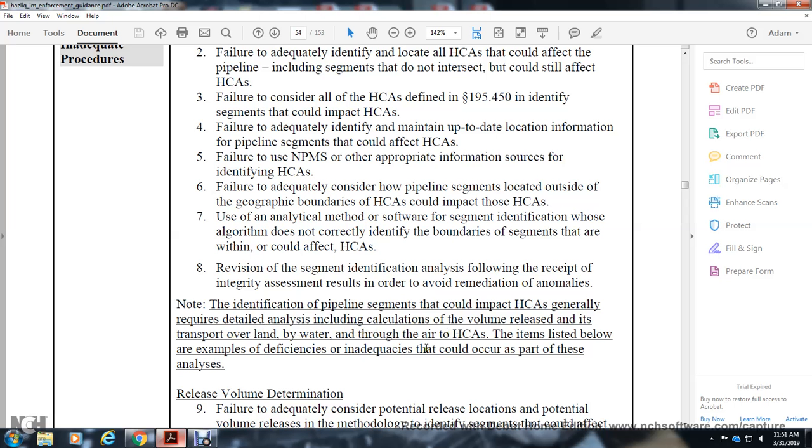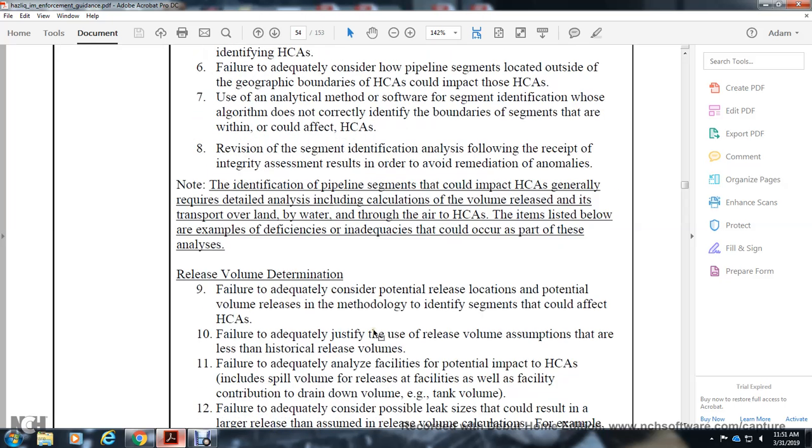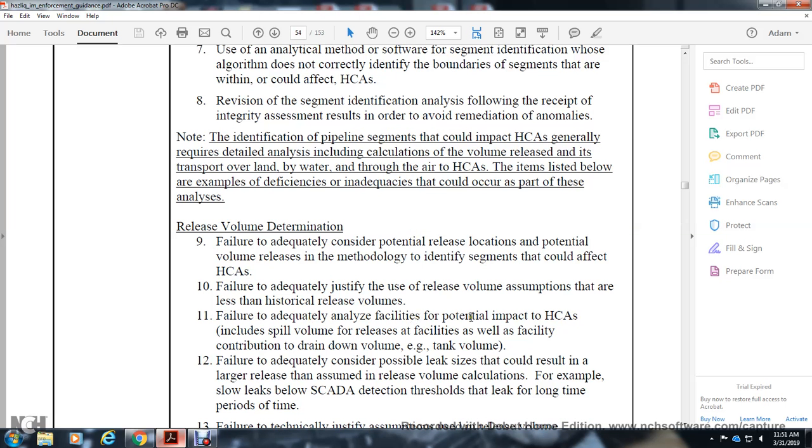Examples of deficiencies in the accuracy of parts of this analysis, release volume determination: 9. Failure to adequately consider the potential release location and potential release volume in the methodology for identifying segments that could affect the high consequence area. 10. Failure to adequately justify the release volume assumption relative to the historical release volume. 11. Failure to adequately analyze facilities with potential impact on a high consequence area, including spill volume released at the facility as well as facility contribution, drain down volume, and tank volume.